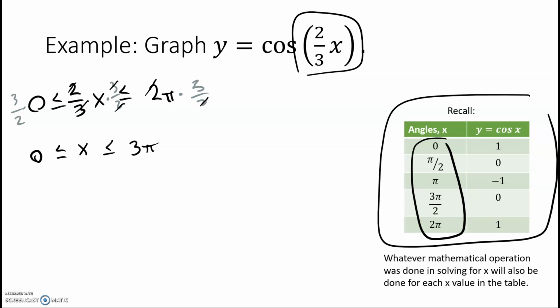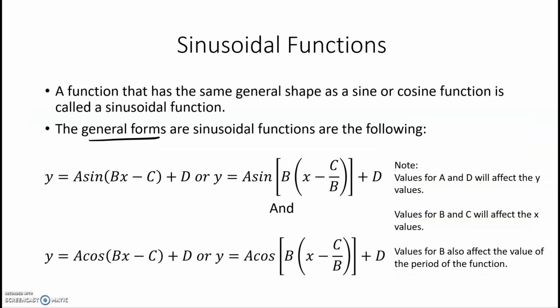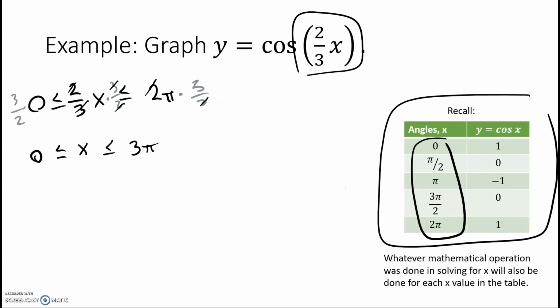Now, this is where you need to remember what affects your x values and what affects your y values. And that was way back at the beginning, right here. Notice that A and D will affect your y values. B and C will affect your x values. Or basically, what is in the parentheses will affect your x values, and what is outside of the parentheses will affect your y values. If we go back, notice I don't have anything here other than 1, and I don't have a plus or minus another number. So there's nothing here that would affect my y values. So just my x values are being affected.